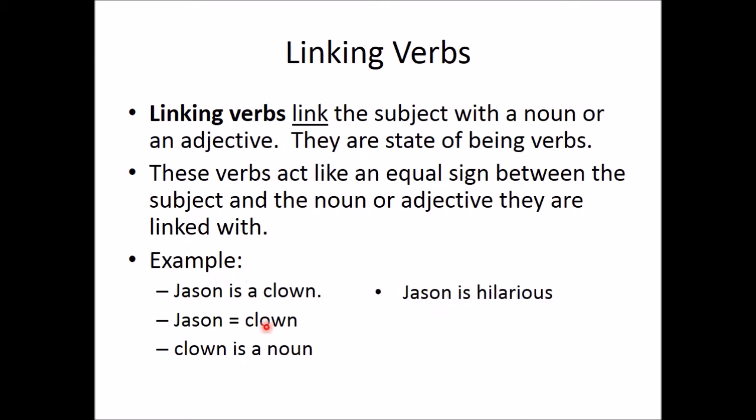Here's an example with an adjective. Jason is hilarious. The word hilarious is an adjective. It is a describing word. And here we have our linking verb again. Jason isn't doing anything. He is being hilarious. The linking verb is linking the word hilarious, this adjective, with the subject Jason. So Jason equals hilarious. So you can see how the linking verb acts kind of like an equal sign. And again, hilarious is an adjective.